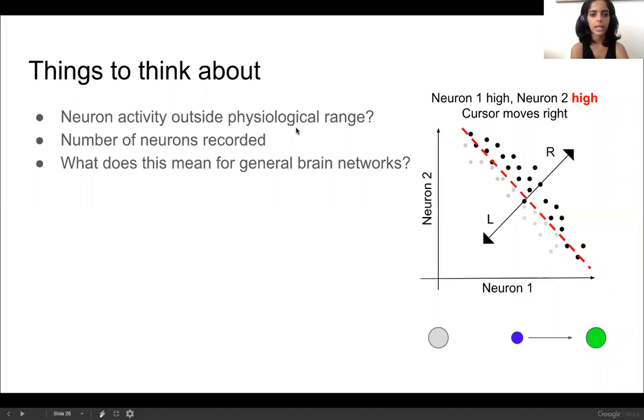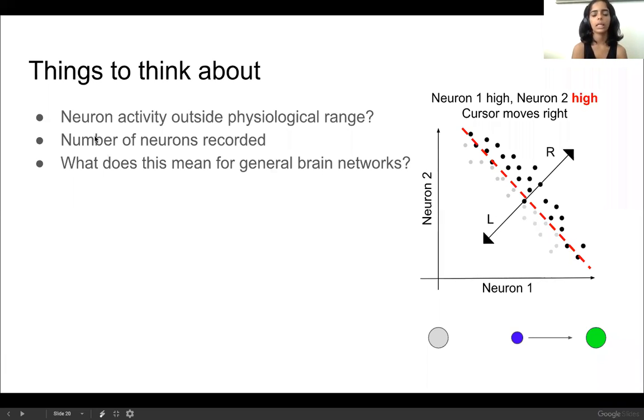Then another thing to think about is the number of neurons recorded. They're recording 90 neurons from a brain region which has millions of neurons. And so they're asking for this kind of change in activity, but maybe if you record all of the neurons, then the intrinsic dimensionality is a lot higher and the changes that you're asking for are actually not outside the manifold of that extremely high dimensional activity, and so on.